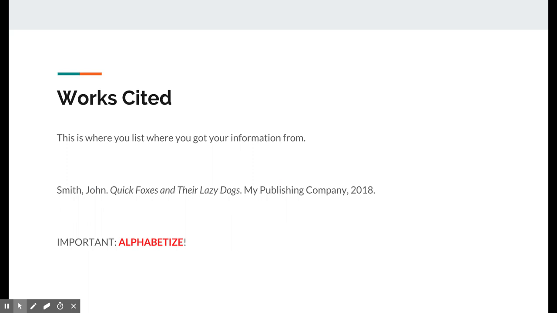But yes, last name, comma, first name, period, the name of the book, usually in italics or underlined, followed by a period, the name of the publishing company, a comma, the year, and then a period. That's a simple book one. Unfortunately, the world is not full of simple book citations out there. So they get a little bit more complicated.